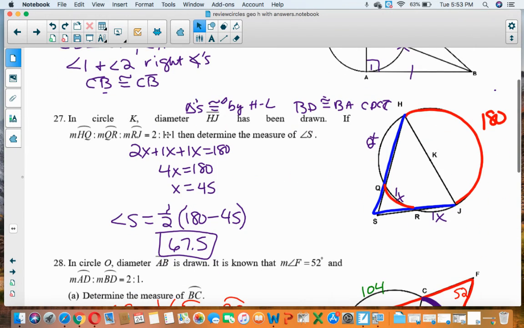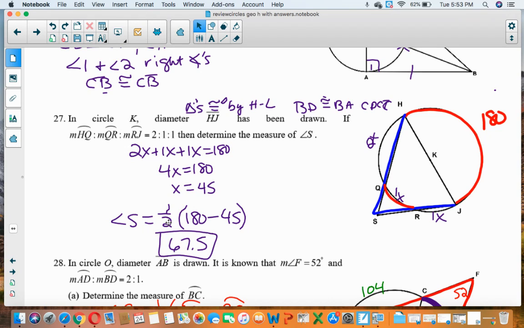27, the arcs HQ and QR and RJ, they all form this semicircle right here. So together they add up to 180. So remember, we're just going to call the arcs 2x, 1x, and 1x. I write an equation. I set them equal to 180, and I solve, and I get 4x equals 180. X is 45. And I'm trying to find angle S.